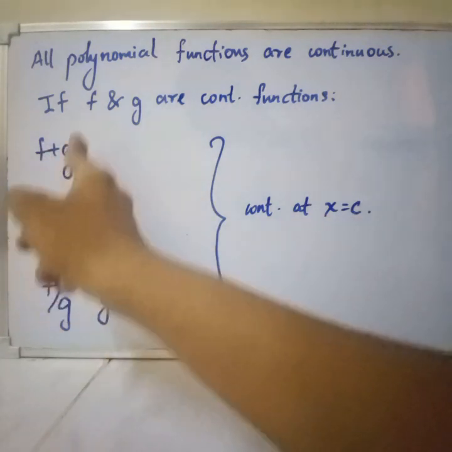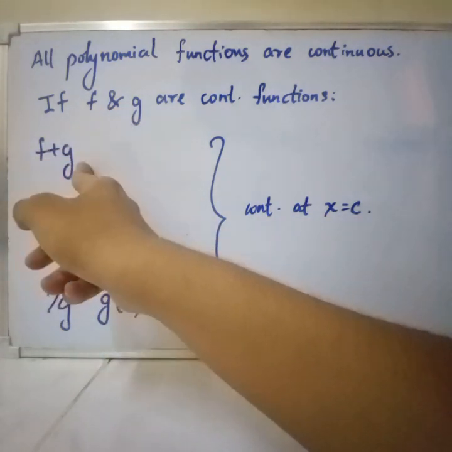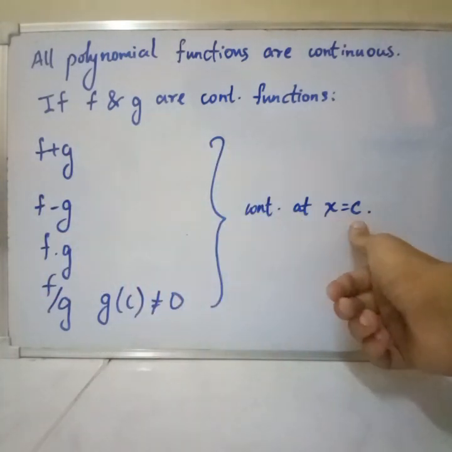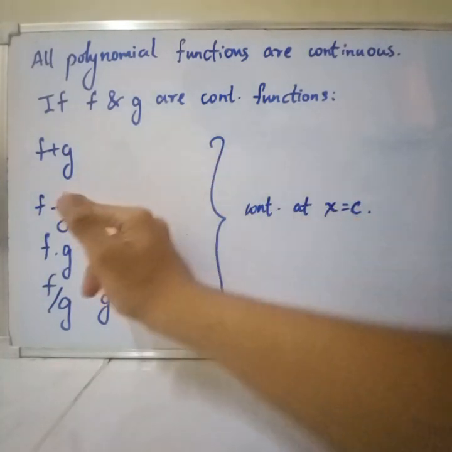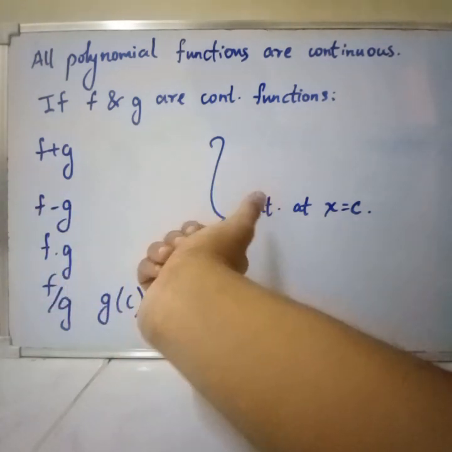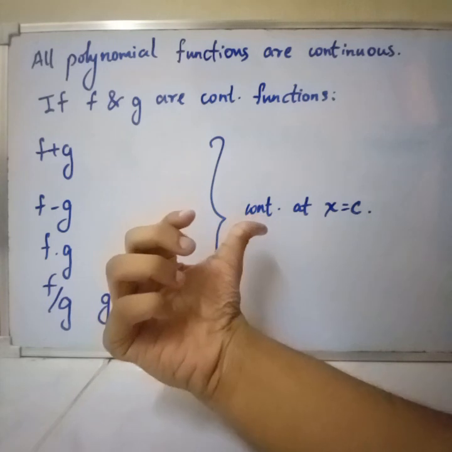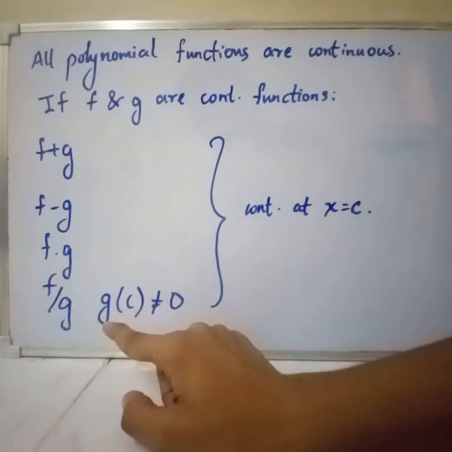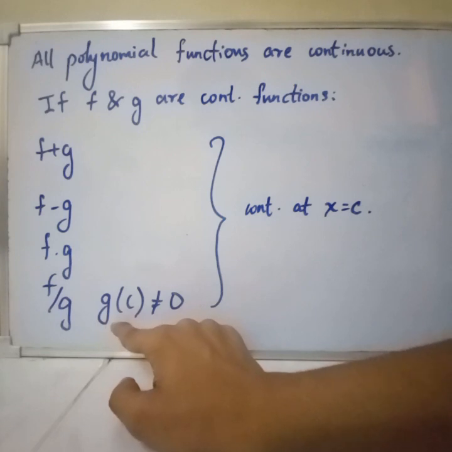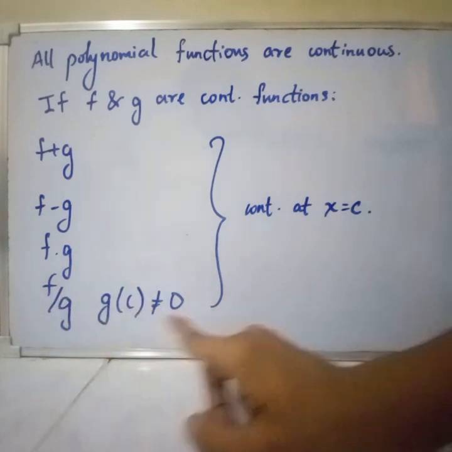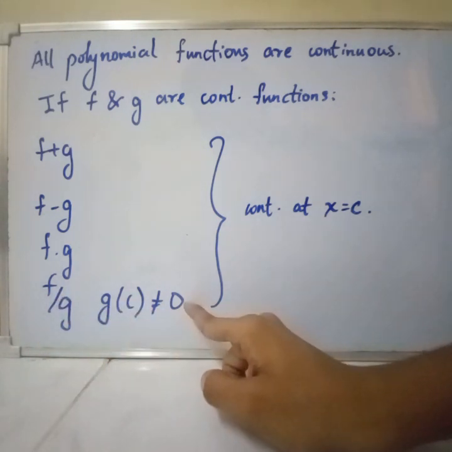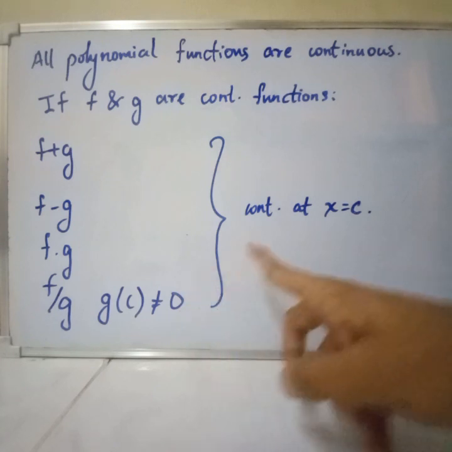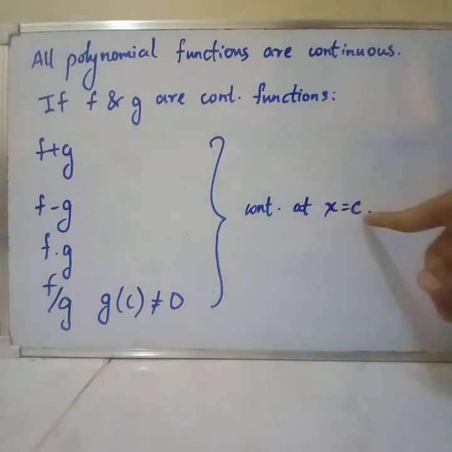F plus g, we are adding both the functions together, and when we do that, it will be continuous at any point x equal to c. And f minus g will also be continuous at any point. F into g also will be continuous at any point. And f by g, that means we are dividing the first function by the second one, and here we have a restriction: g of c should not be equal to 0. If this is satisfied, then it is continuous at every point x equal to c.